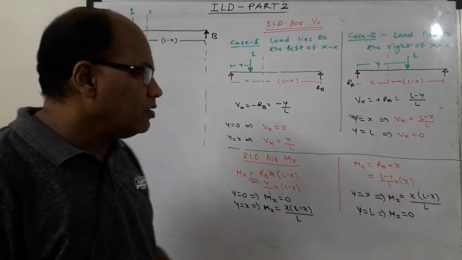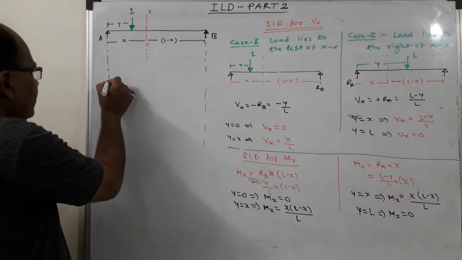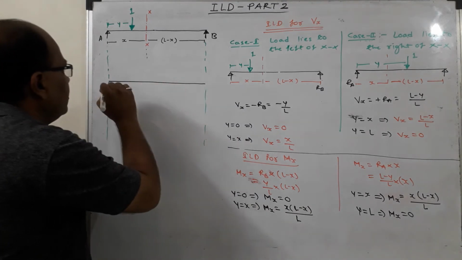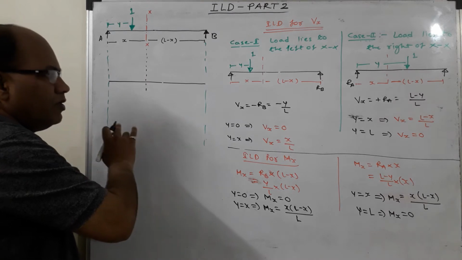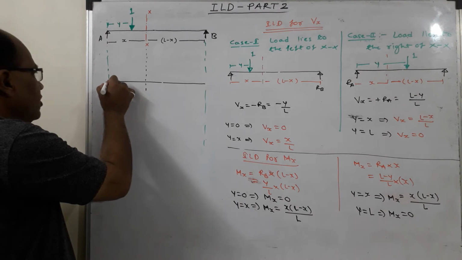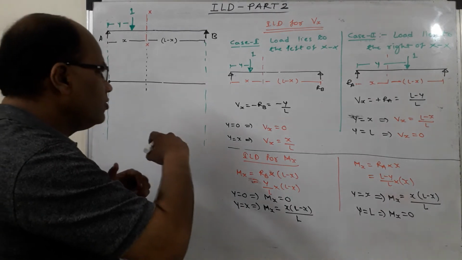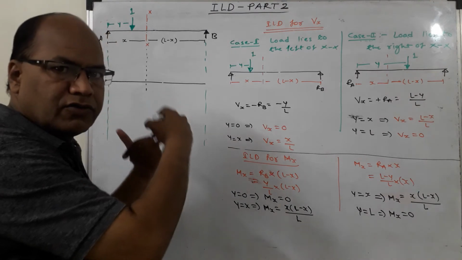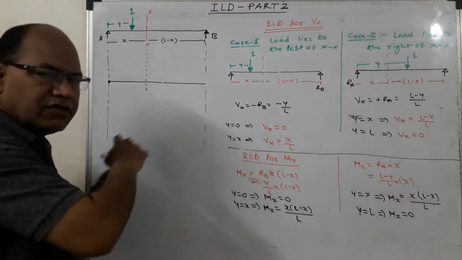Now using these 4 values, I can plot ILD for Vx. ILD for Vx can be plotted like this. Now I am projecting this section in downward direction. Y is equal to 0, Vx is 0, so I am showing the point, because it is the baseline. The positive value is to be plotted above, negative value is to be plotted below, and any value, if it is 0, is to be plotted on the same line.